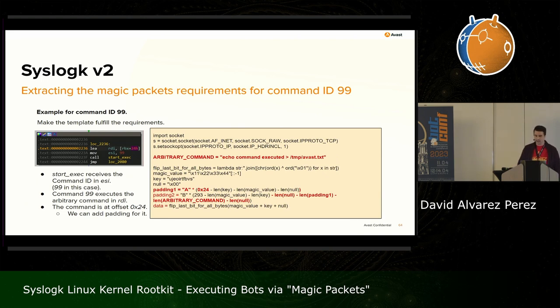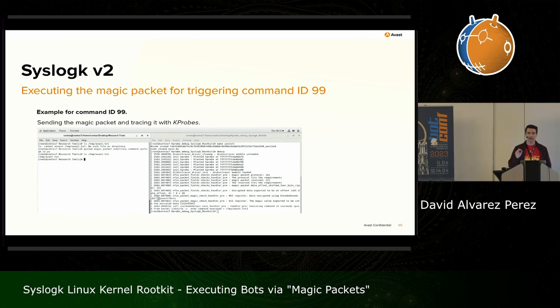And finally, you can see the arbitrary command. We reached the basic block that we were looking for. RBX is pointing to the data plus 24 bytes in hexadecimal. We need to place the arbitrary command there and then adjust the padding.